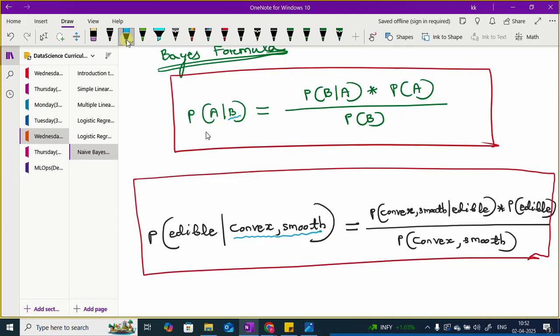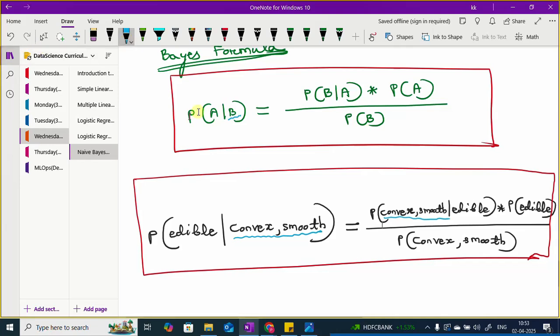So what is happening? Probability of A given B is nothing but probability of B given A, so that is probability of convex, smooth given edible, into probability of A, which is probability of edible, divided by probability of B, the second part, nothing but probability of convex, smooth. That is what is written.